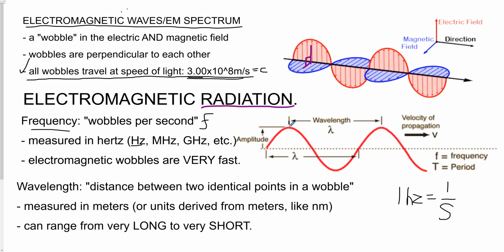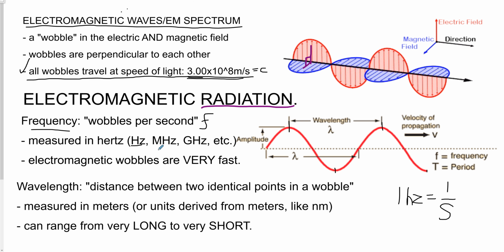one cycle from top to top, crest to crest, or from trough to trough, aka bottom to bottom, per second. So the wave frequency of electromagnetic radiation is insanely high. The wobbles, these waves are wobbling really, really fast.